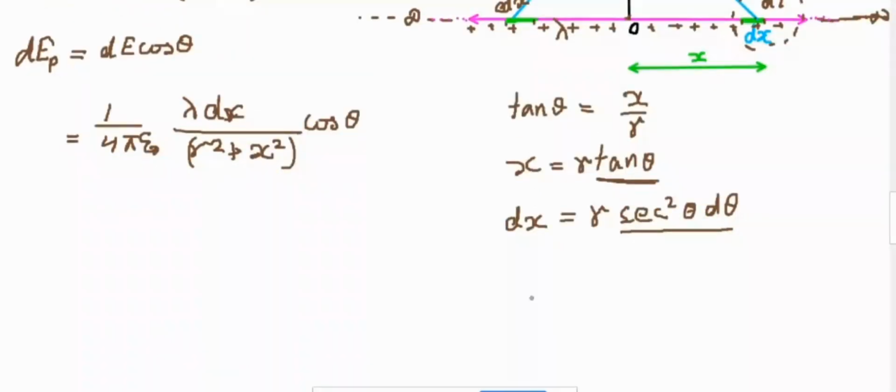Also we can find the value of r square plus x square. r square plus x square is equal to r square plus the value of x, which is r tan theta, so r square tan square theta. This is equal to, taking r square common, r square into 1 plus tan square theta.